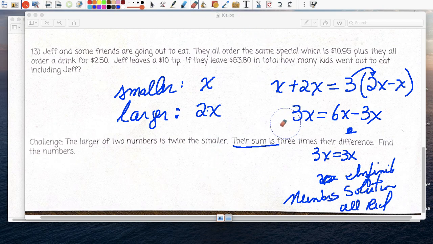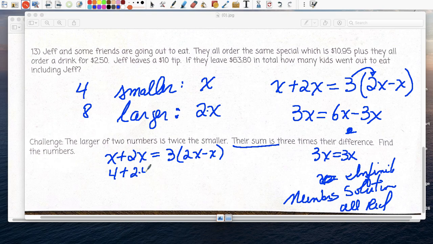Well, let's see if this works. Their sum is 3 times their difference. Well, let me pick a number. Let's say x is 4, which makes the larger 8. Let me do this. That would be 4 plus 2 times 4 equals 3 times 2 times 4 minus 4. Let me just see if it works. 2 times 4 is 8 plus 4 is 12. Here we have 8 in the parentheses minus 4 is 4, and 4 times 3 is 12. Oh, look at that. It worked.